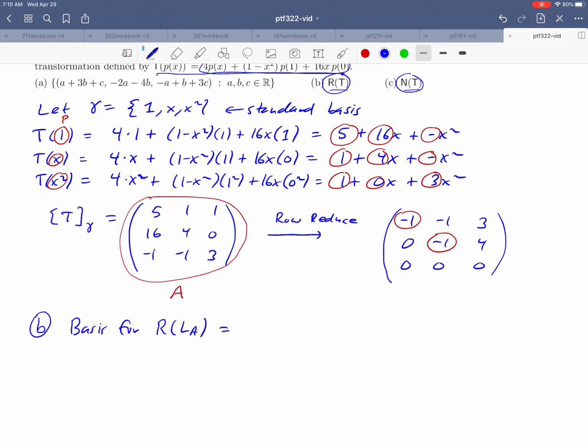And you might remember that that comes down to noticing where our pivot columns are. Okay, the pivot columns in this case are the first and the second column, so that's telling us that we need to just look at the first and the second column of our original matrix, here and here. That should form a basis for the range of L of A. So we'll start by writing that down. So 5, 16, negative 1, and 1, 4, negative 1.